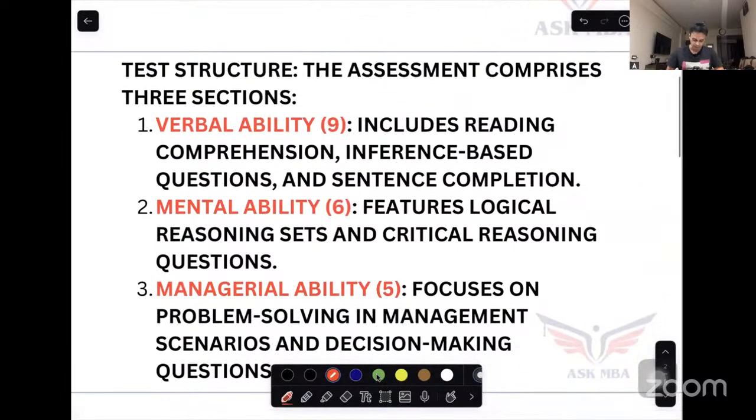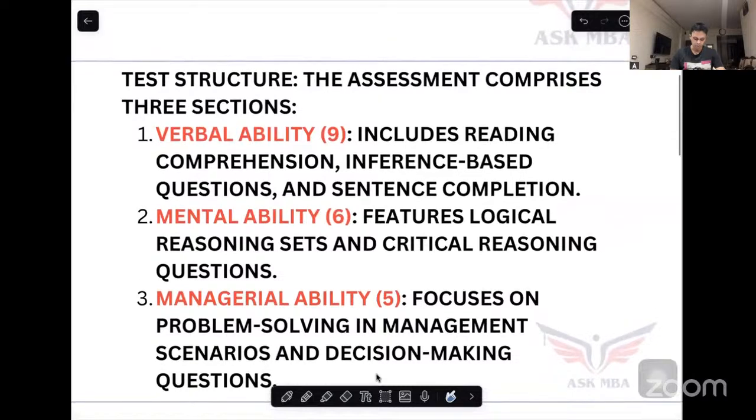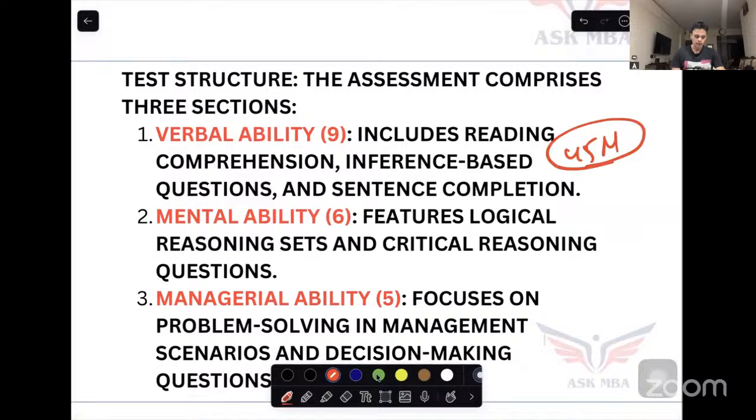सबसे पहले test structure की बात कर लेते हैं हम लोग यहाँ पे guys. So how it's going to be? It's going to be a very straightforward test, which I think is not going to bother many people. It is going to be of 45 minutes. 45 minutes test is going to be, and there are going to be 9 questions on verbal ability.